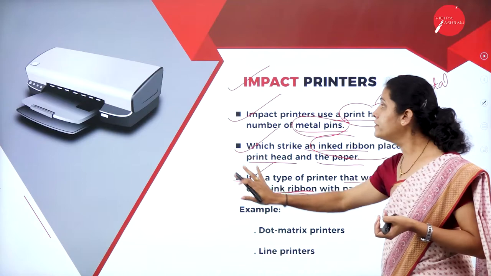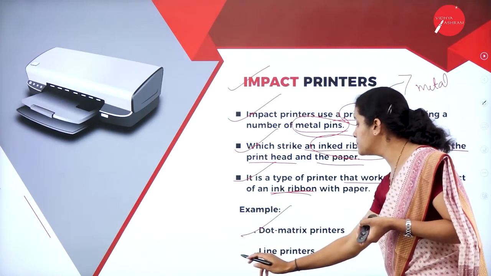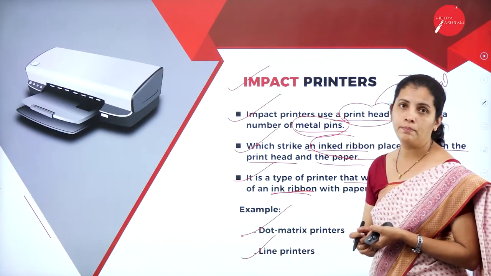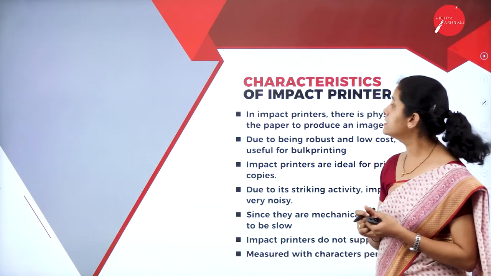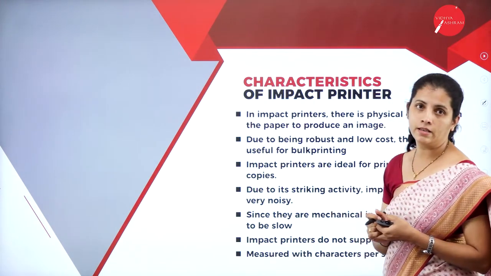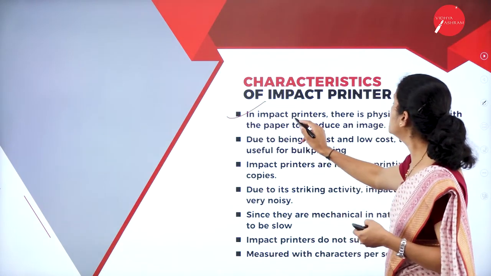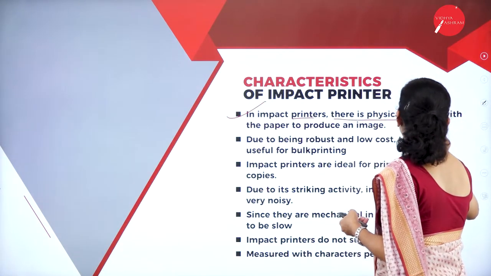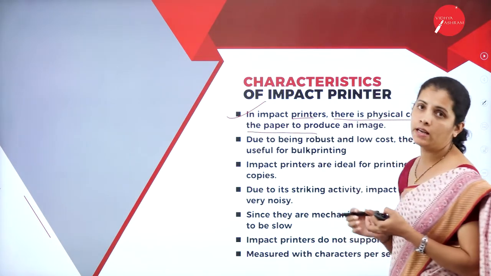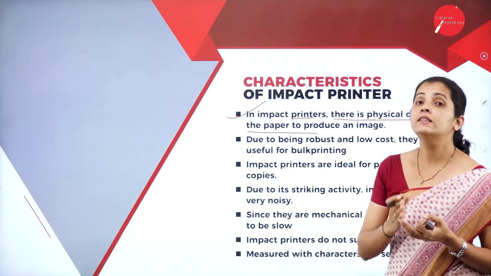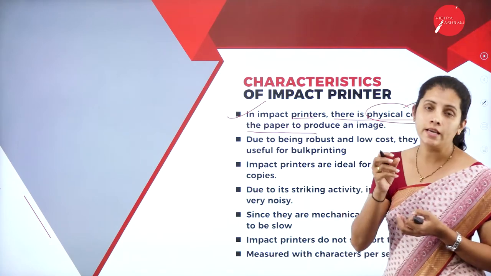So some examples of impact printers are the dot matrix printer and the line printer. Moving further, let's see the characteristics of impact printers. What is the first characteristic? In an impact printer, there is physical contact with the paper to produce an image. I repeat, here there is physical contact with the paper.